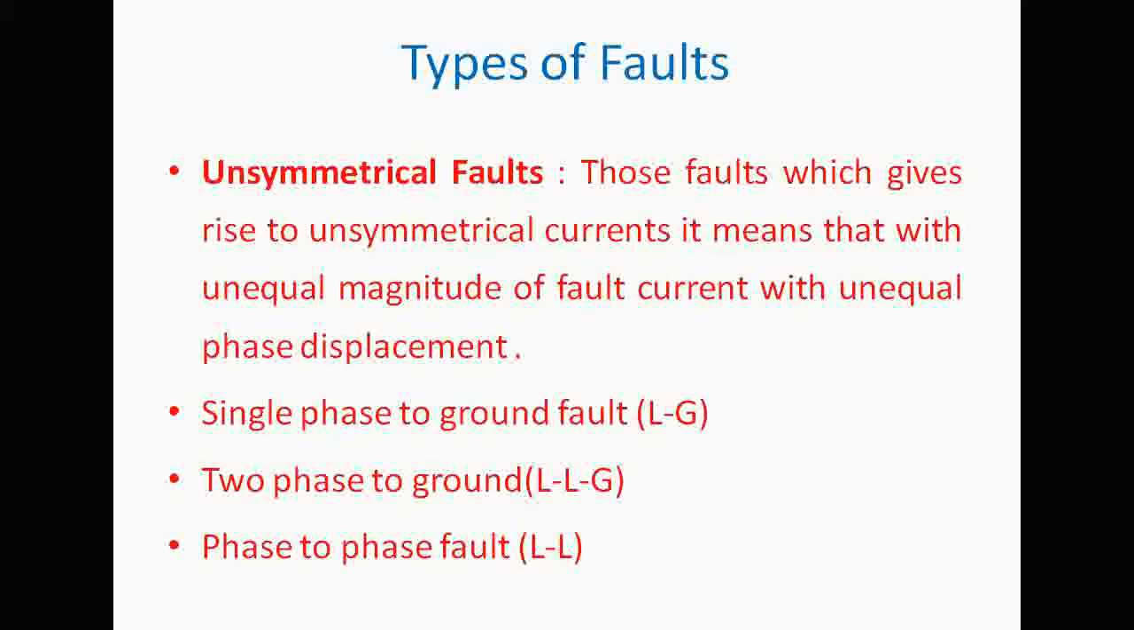Next one is unsymmetrical fault. Those faults which give rise to unsymmetrical current. It means unequal magnitude of the fault current with unequal phase displacement. For example, the single phase to ground fault, that is called the LG fault. Two phase to ground fault, double line to ground fault. Third one is phase to phase fault, line to line fault. These are all considered unsymmetrical fault currents.